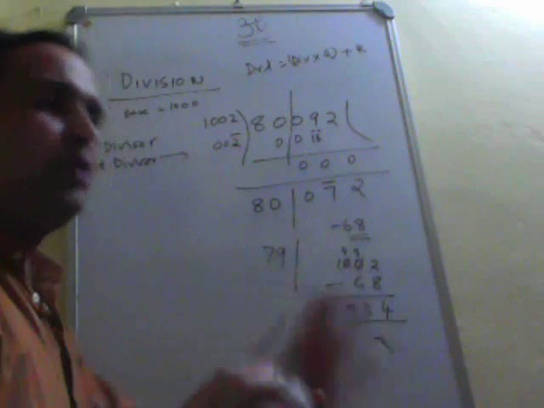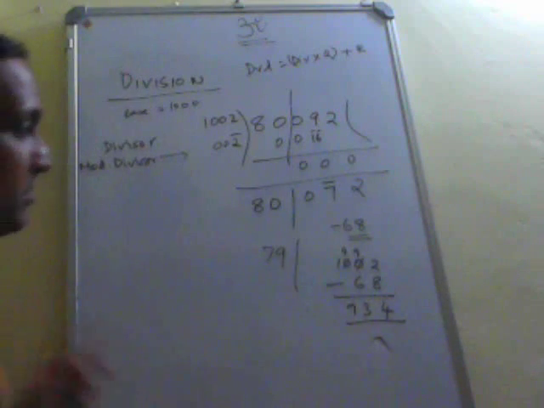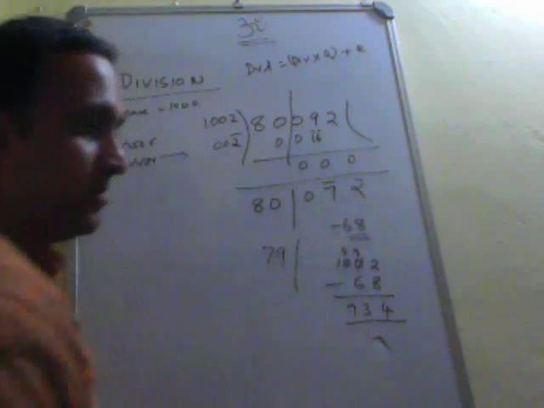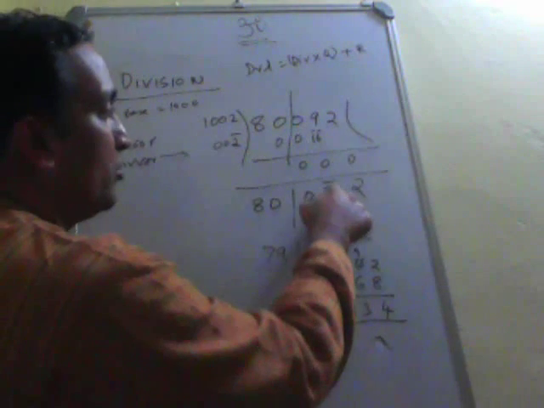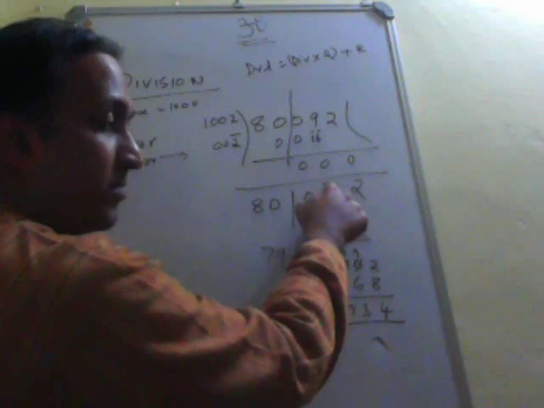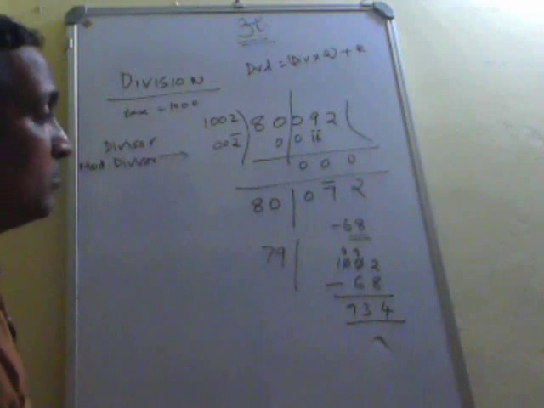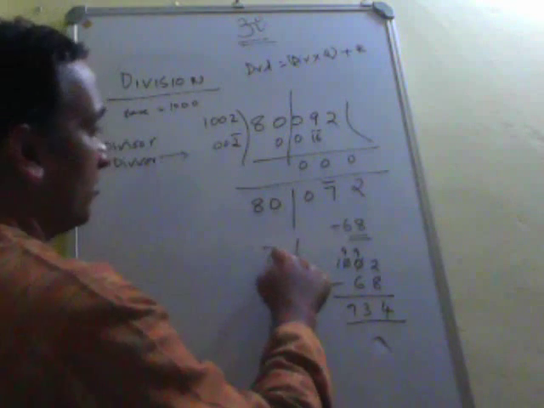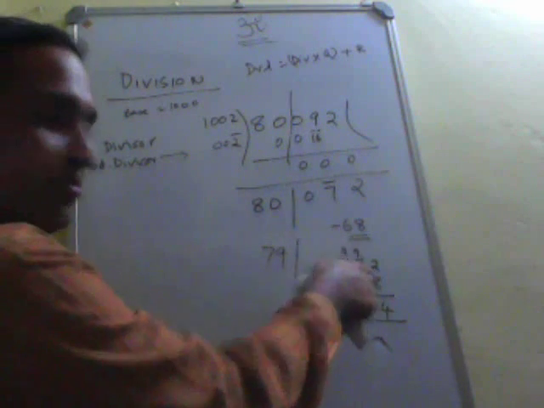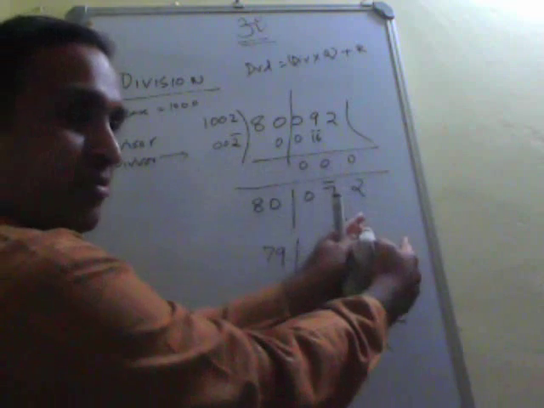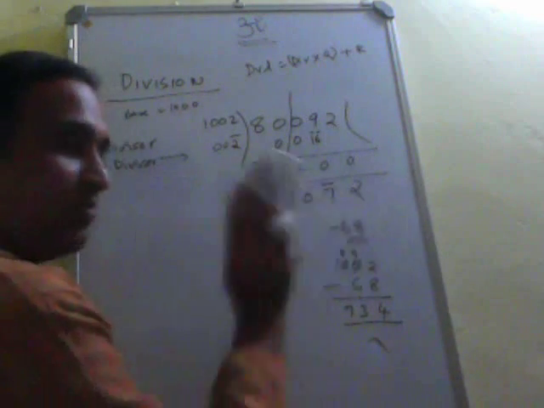This is clear. So these are the only 2 methods that we are going to teach for division as part of our syllabus. How does it come 68? 7 bar 2 is 68. 70 minus 2. 7 bar is in the tens place. 7 into 10, minus 70, plus 2, minus 68. Why 1002? I have taken 1 time subtraction from here. I removed 1 time 1002 here. Okay. So this covers division.